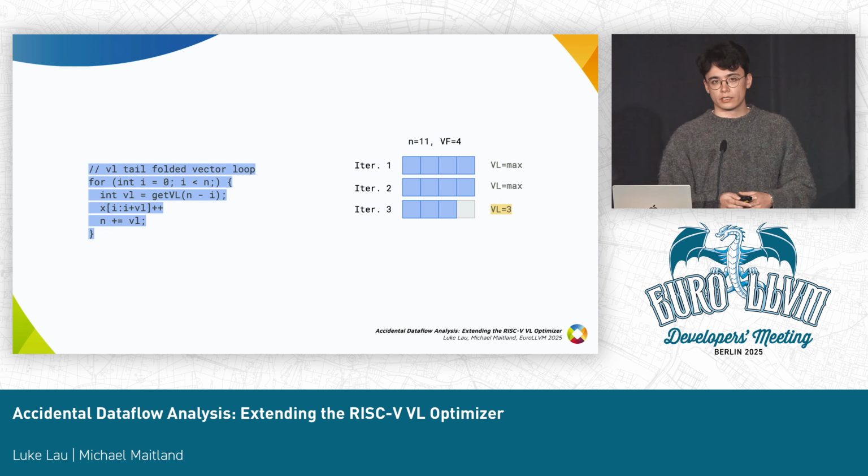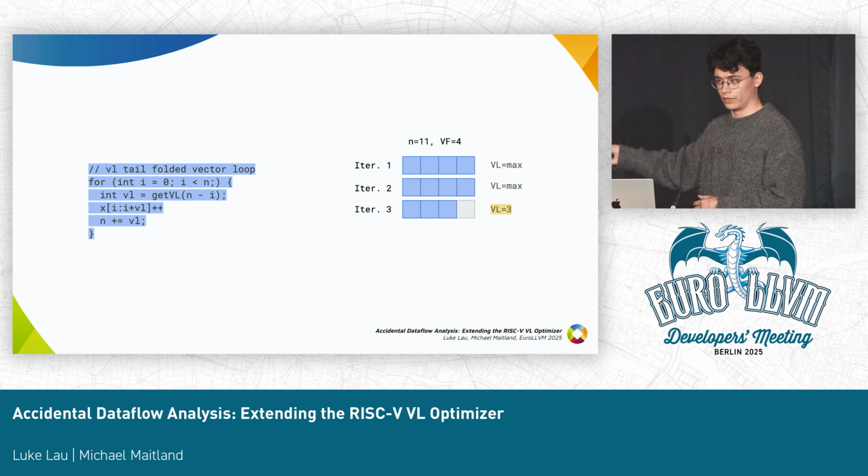AArch64 has this enabled by default for SVE, from what I understand, but they do it via mask registers. What's unique to RISC-V is that it's got a dedicated scalar register called the vector length register. That's this VL that we'll hear about tons. And it means that we don't need to compute a mask.